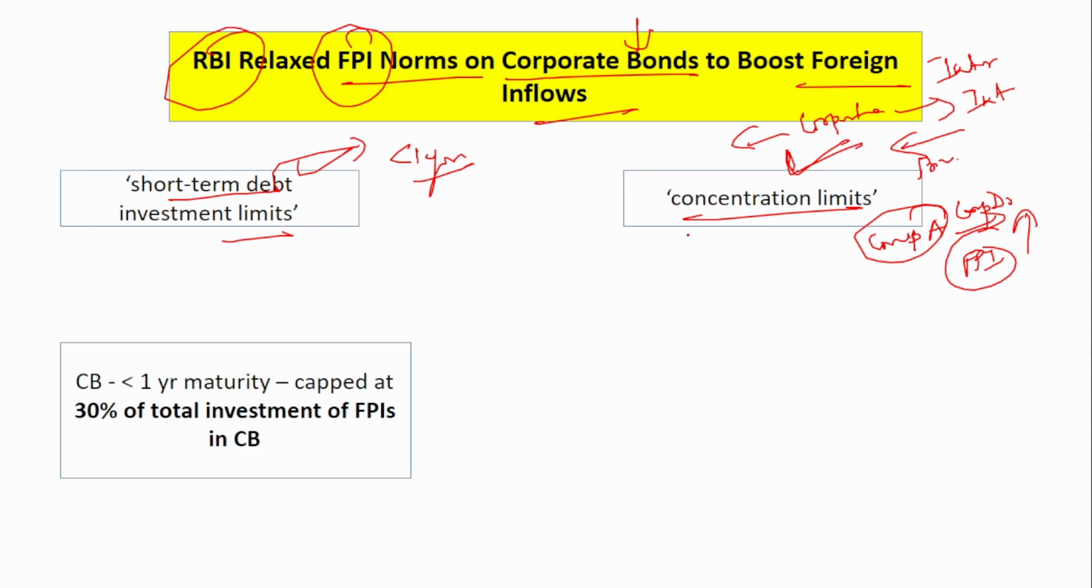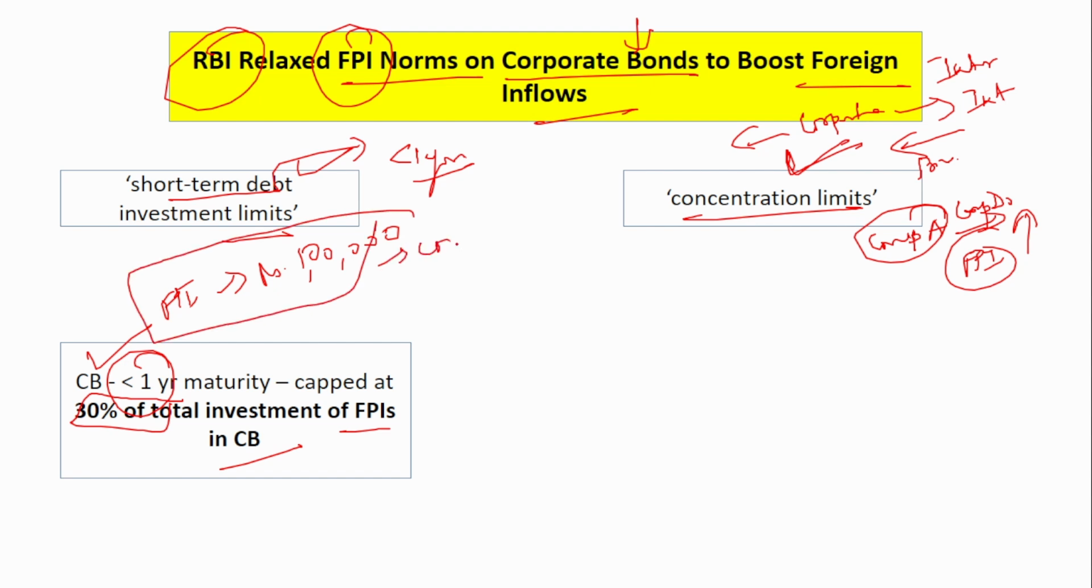Previously, for corporate bonds with less than 1 year maturity, investment was capped at 30% of the total investments of the FPI in corporate bonds. Say suppose FPIs can invest 1 lakh, this is just an example I am telling. Suppose they are allowed to invest 1 lakh in corporate bonds. Of that 1 lakh, only up to 30,000 (30% means 30,000, right?) could be invested in securities that are maturing within 1 year. This was the previous limit. Now this is not there, so you don't have to remember this limit and all. This was the previous one. Now this limit is not there.